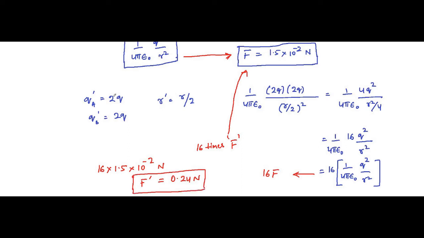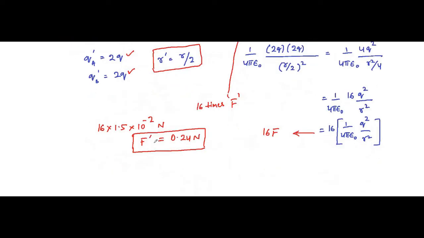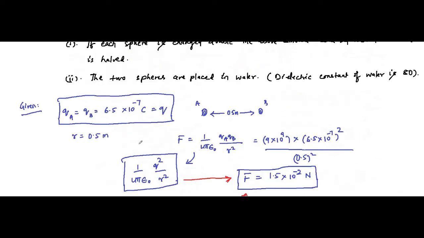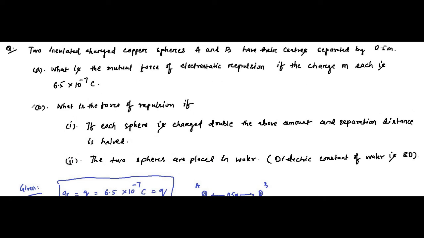So simply what we did, we substituted the values. The new charges are twice the original charge, and the distance between them is halved. So when we substituted these values here, we got 16 times the previous value, and we got this result. So this is the first part of the B bit.